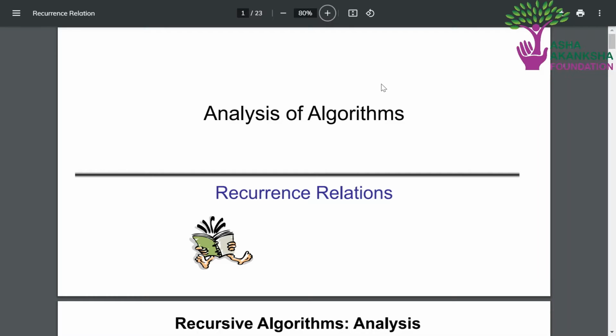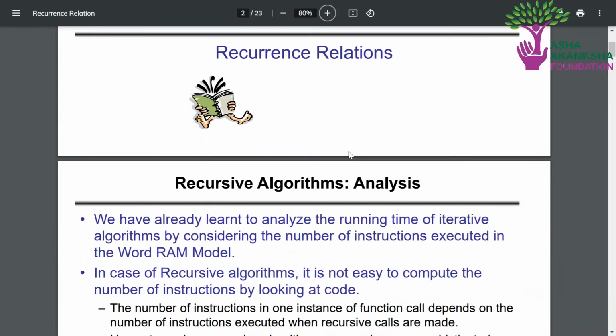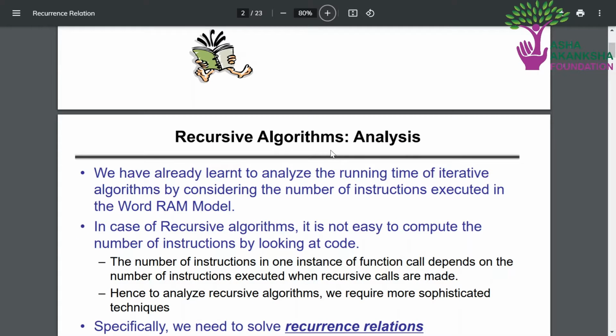So we have learned till recursion till now. In today's lecture we will see the recurrence relations. So let's get started with the lecture. We will first analyze the recursive algorithms we have learned till now.